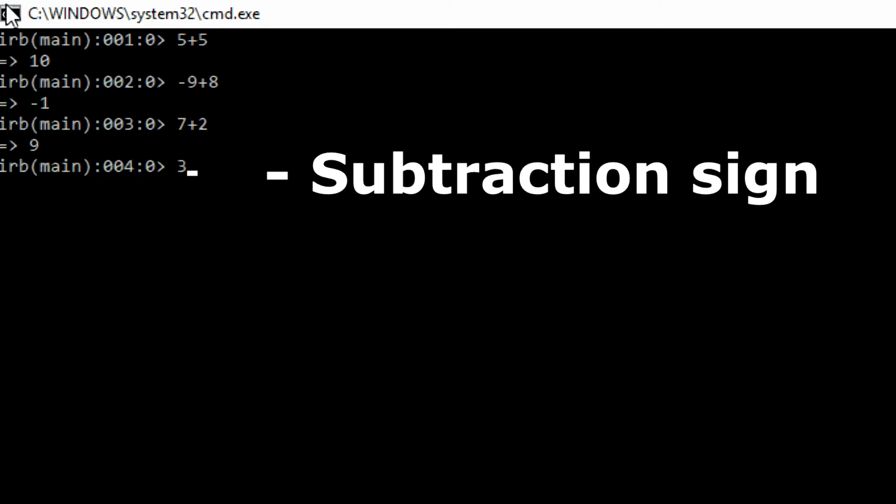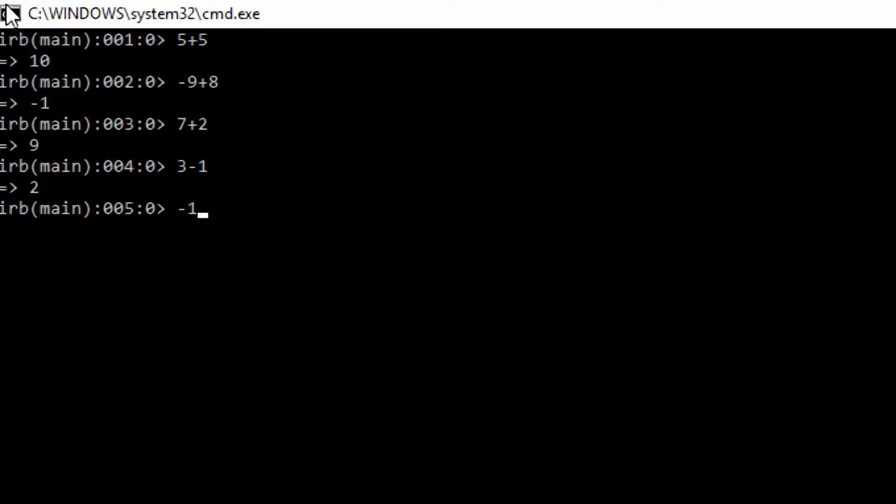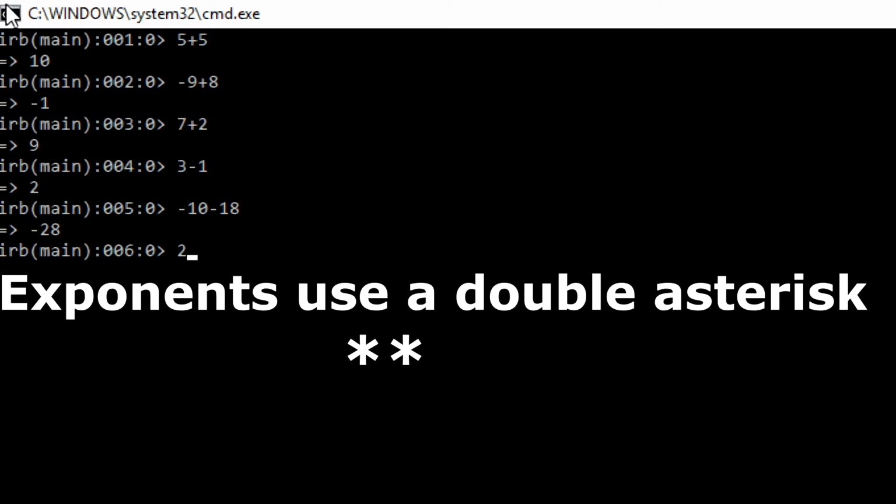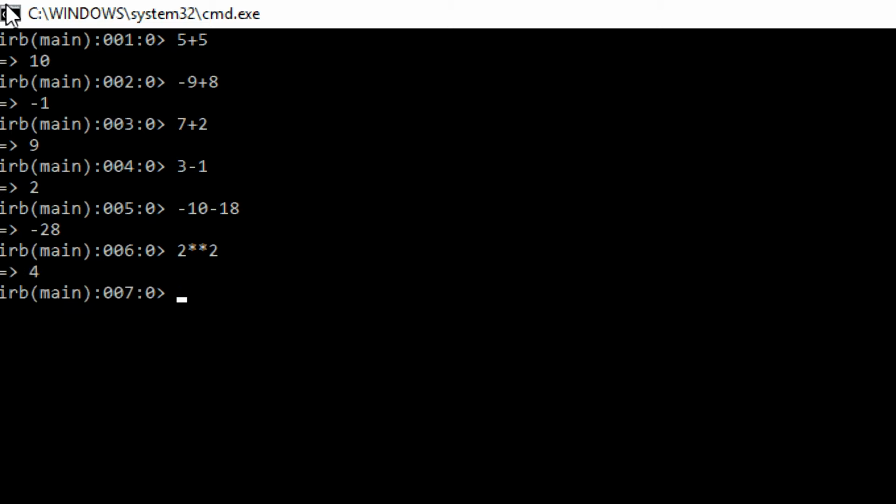Subtraction is next. 3 minus 1 equals 2. Negative 10 minus 18 equals negative 28. Exponents are next. 2 to the power of 2 equals 4. 3 to the power of 3 equals 27. 5 to the power of 2 equals 25.